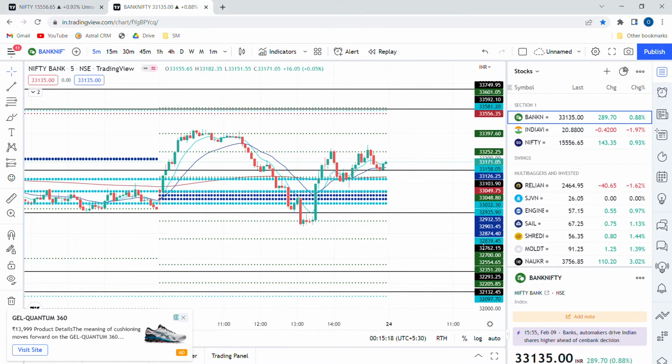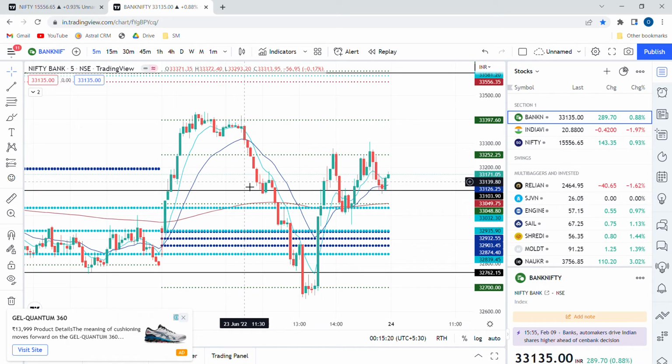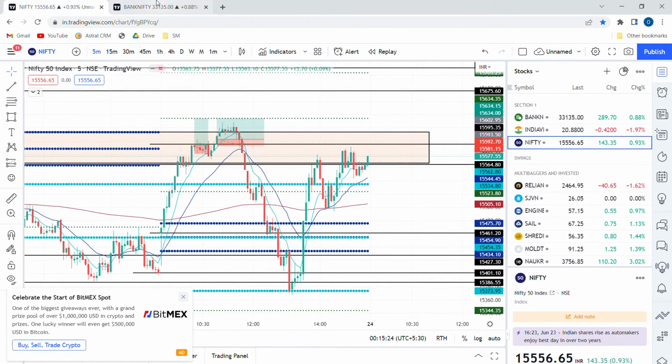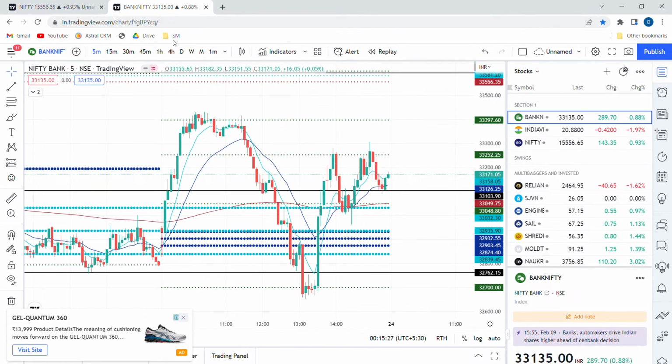So this is the basic theory. As I always say, Nifty moves like Bank Nifty. So whatever reaction Nifty gives would be similar with Bank Nifty also.